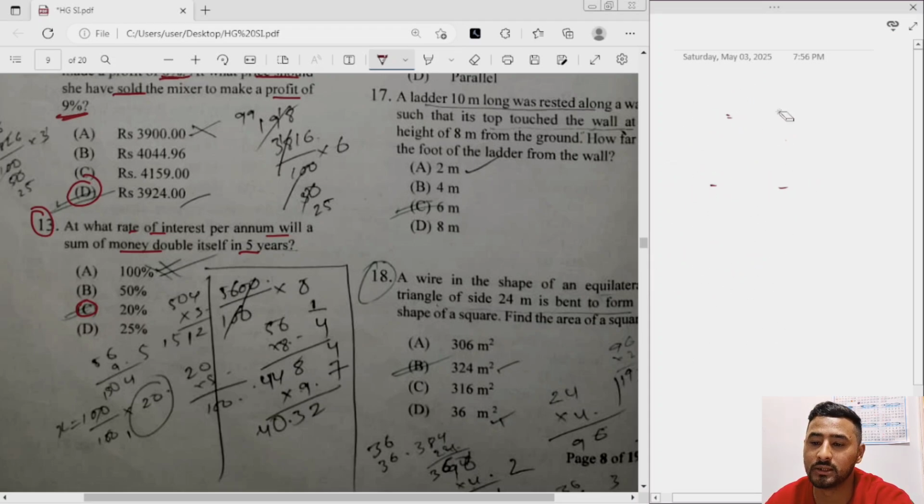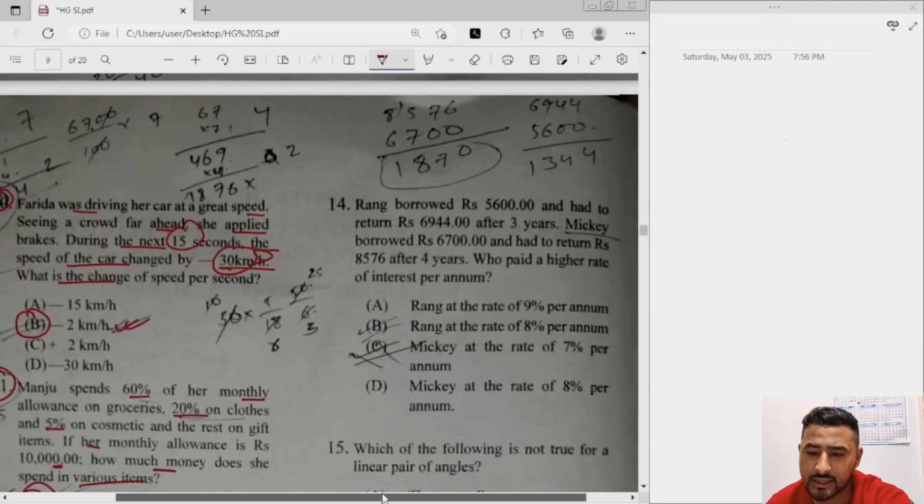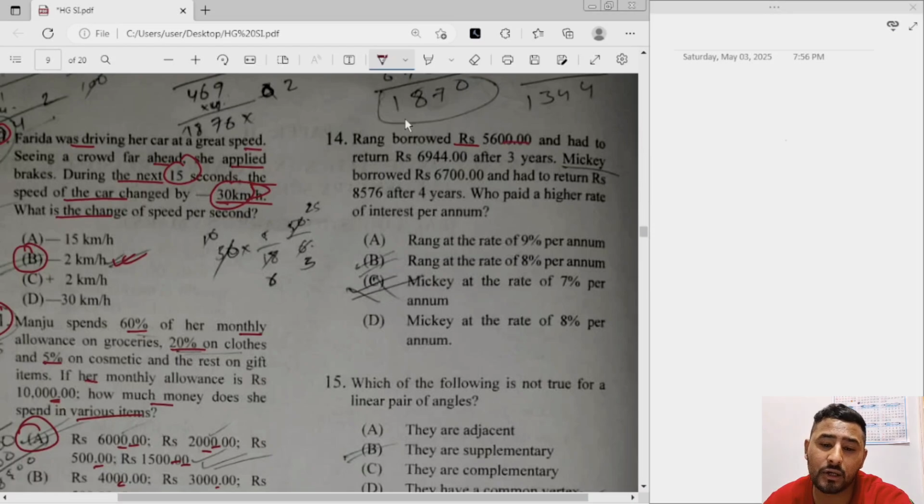That is question number 14. Now what is question number 14? Let's see. Okay. Again another SI. So let me read the question. Rang borrowed rupees 5,600. Now remember, borrowed is principal amount. This will be your principal amount. And had to return rupees 6,944. This will be the amount after 3 years. And Mickey borrowed rupees 6,700 and had to return rupees 8,576 after 4 years. So there are two persons, Rang and Mickey. Who paid a higher rate of interest per annum?